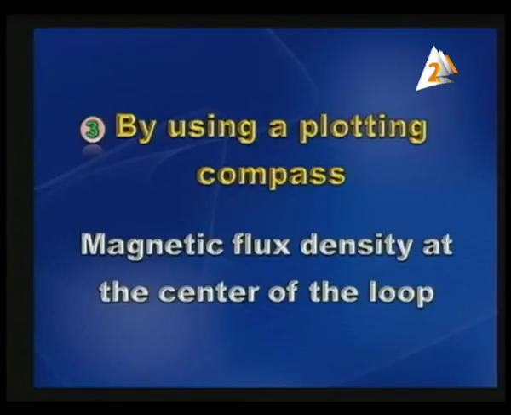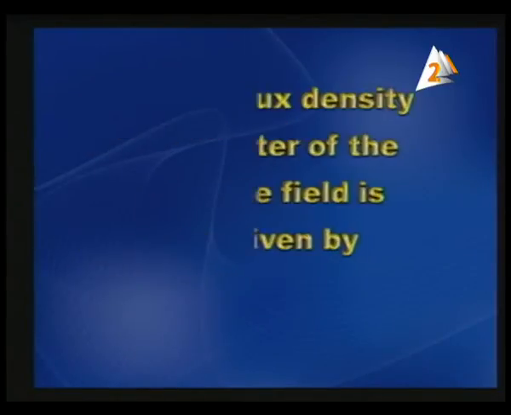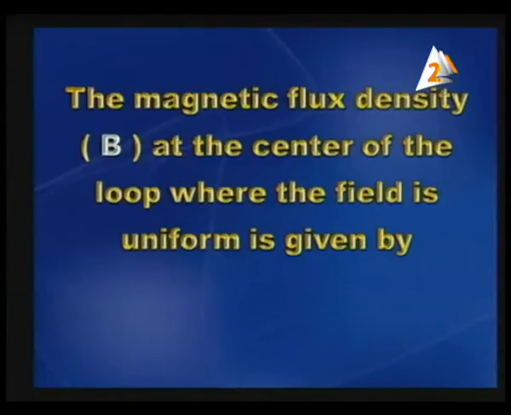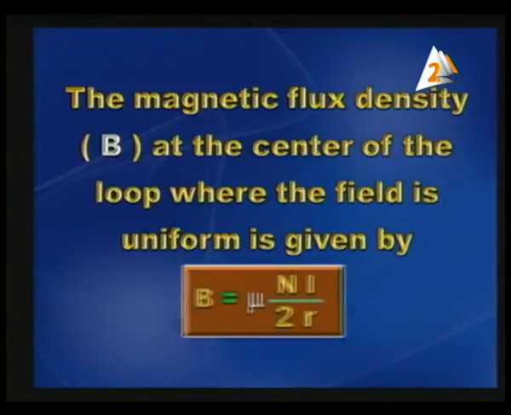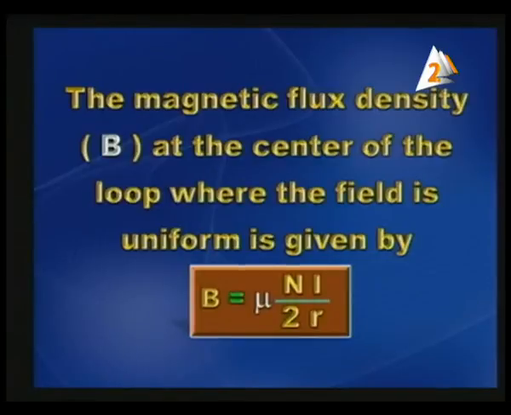Magnetic flux density at the center of the loop, where the field is uniform, as I said, is given by the expression: magnetic flux density, denoted by beta, equals mu N I over 2R. Let me say it again. Beta equals mu N I over 2R.